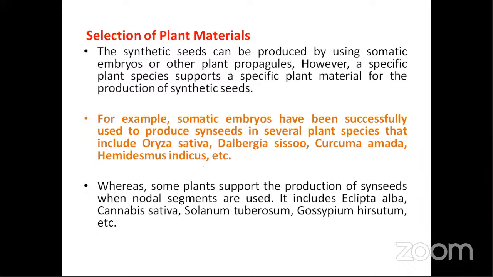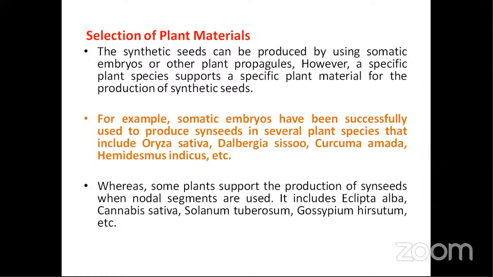The selection of plant material for the production of synthetic seed is very important. However, the synthetic seeds can be produced by using somatic embryos or other plant propagules. A specific plant species supports a specific plant material for the production of synthetic seeds. For example, somatic embryos have been successfully used to produce seeds in several plant species that include Oryza sativa, Carica papaya, Dalbergia sissoo, Curcuma amada, Hibiscus indicus, etc.